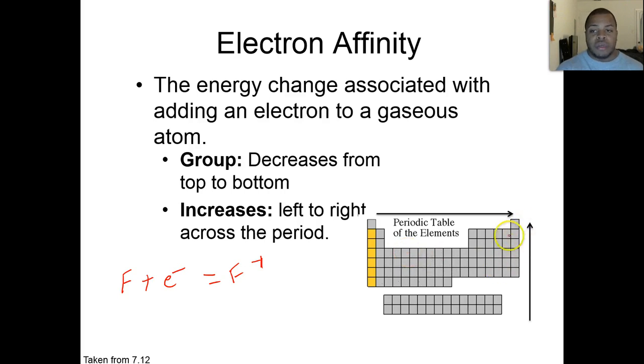Whereas here, we're going to actually see that the values are going to be higher, that they're going to gain that much more energy. And as you go further and further to the right and towards the top. So again, helium would be a good one for us to use as a representative to compare to.